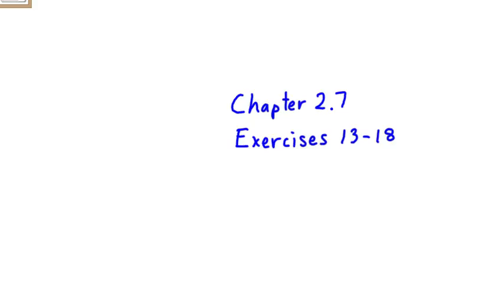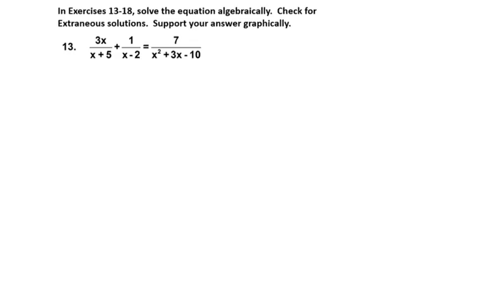This is chapter 2.7, exercises 13 through 18. This section 2.7 of our book has to do with solving rational equations. In exercises 13 through 18, solve the equation algebraically, check for extraneous solutions, and support your answer graphically.